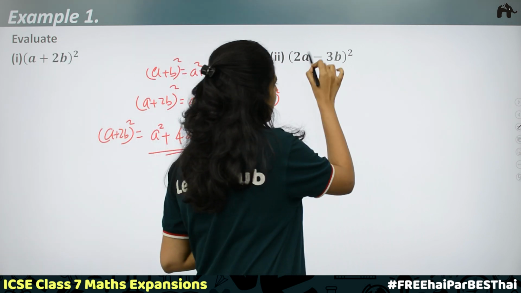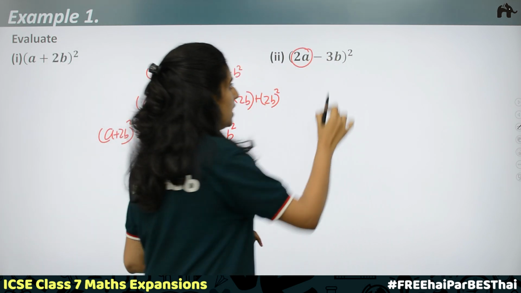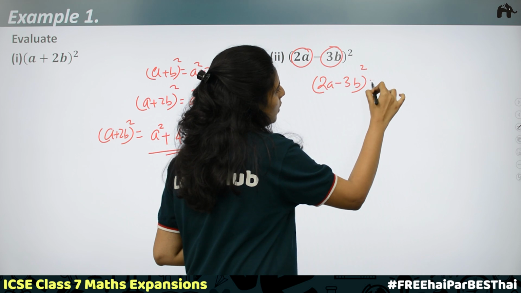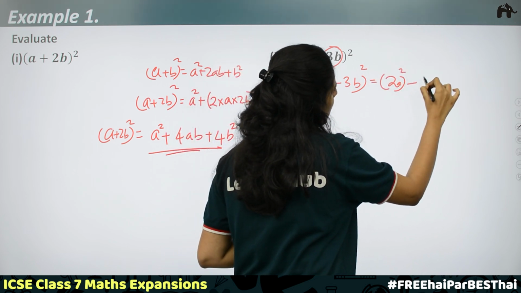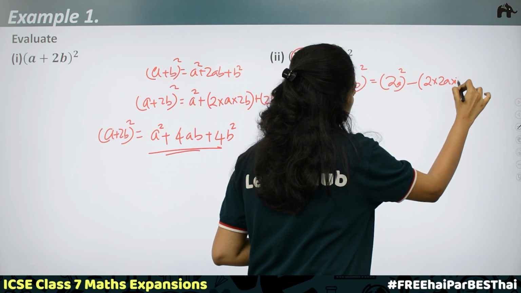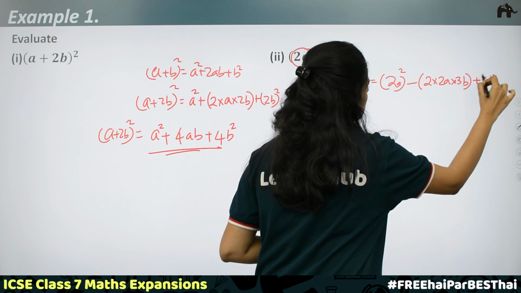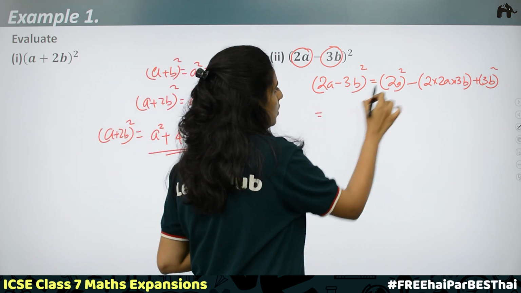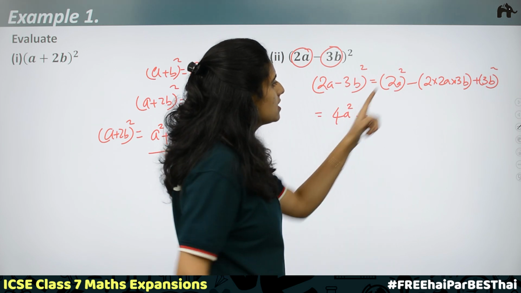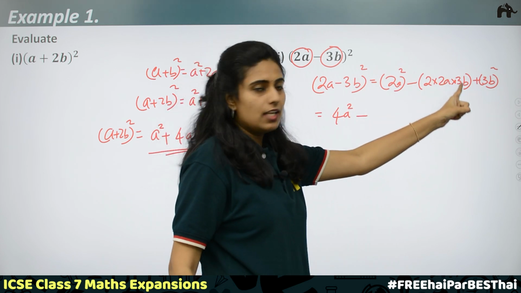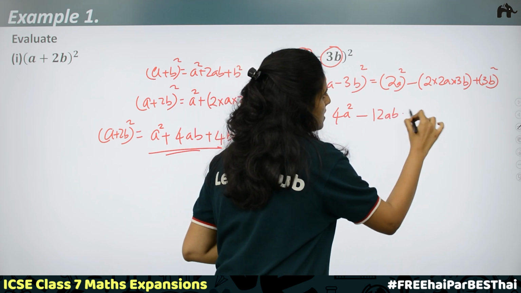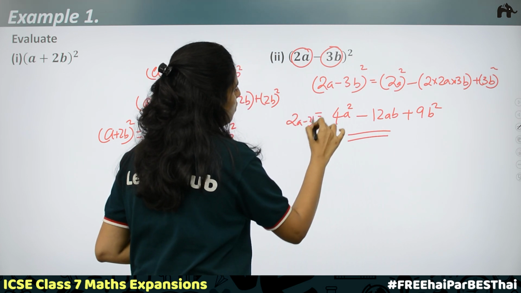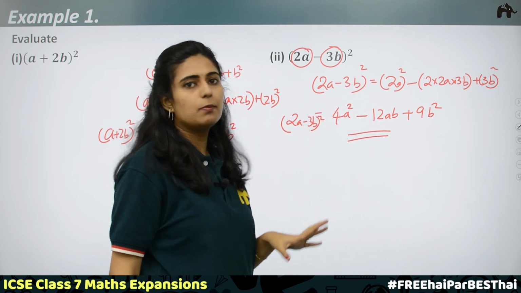Now, the second one, in place of A, here we have 2A and in place of B, we have 3B. Okay. So, (2A minus 3B) whole square will be equal to (2A) whole square minus 2 into 2A into 3B plus (3B) whole square. Okay, this is of the form (a minus b) whole square, which is a square minus 2ab plus b square, equal to 4a square minus 2 into 2, 4, 4 into 3, 12, 12ab plus 9b square. So, this is the answer. (2a minus 3b) whole square is equal to 4a square minus 12ab plus 9b square.